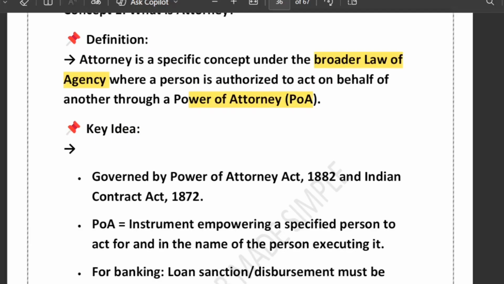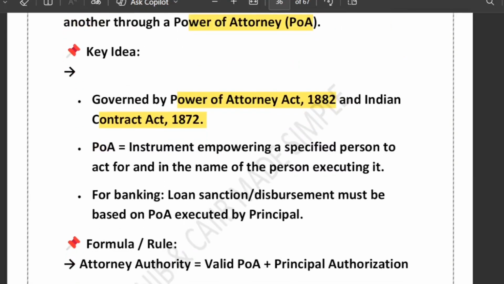It is governed by the Power of Attorney Act 1882 and the Indian Contract Act 1872. So POA is an instrument empowering a specified person to act for and in the name of the person executing it.